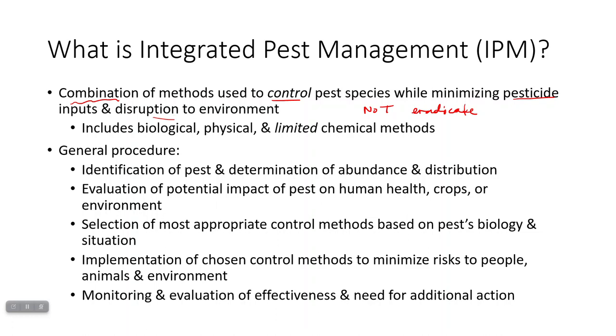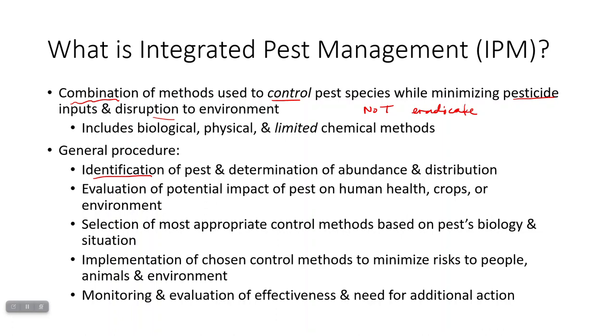Mostly, you try to use biological or physical methods, and then when there's no other choice, you have some limited pesticide use. What you generally have to do is plan. That's one of the drawbacks of IPM. It requires a lot of planning and some background knowledge. So you need to identify what pest you have. What's its abundance? Is there a ton of it? Are there few of them? Are they all over the field?